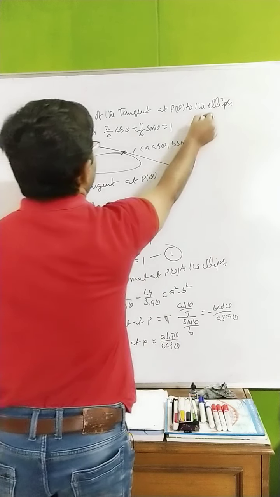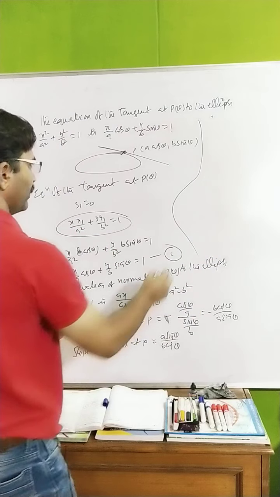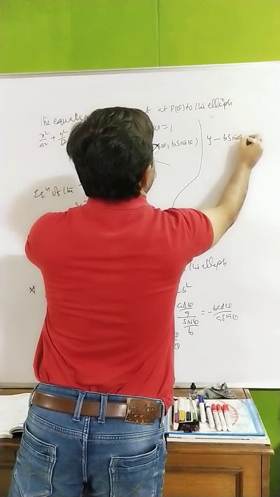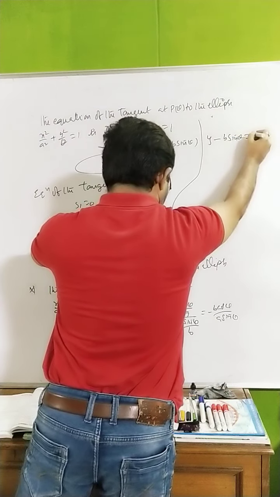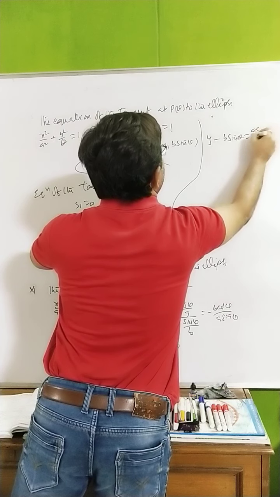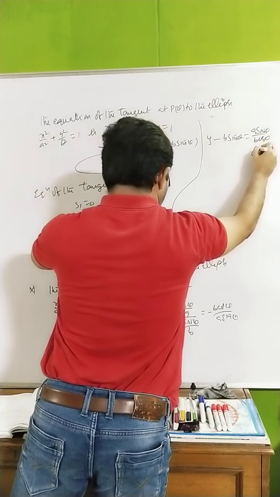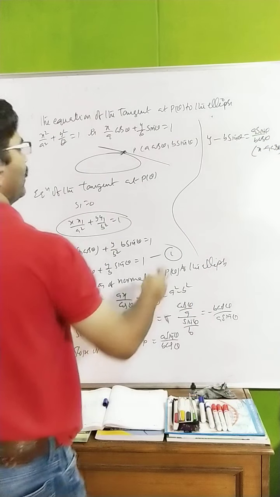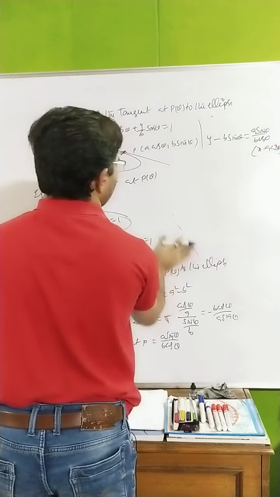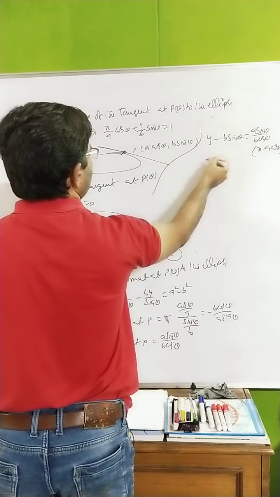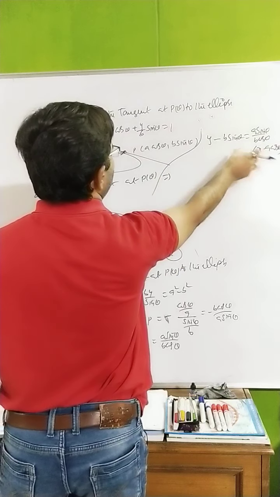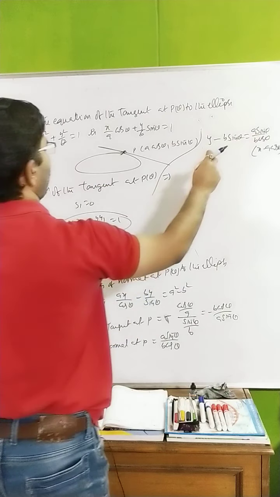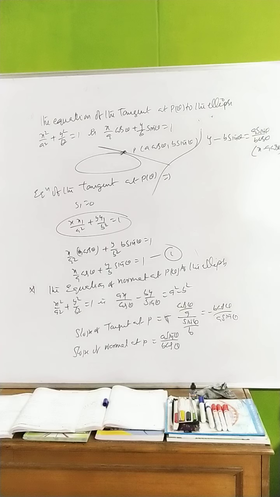Now I want to write here, as you see, y minus y1 means y minus b sin theta is equal to a sin theta by b cos theta into x minus a cos theta, we got it. Now I can write here, because I'm not getting the space there, just multiply in this way, you got it here, b cos.